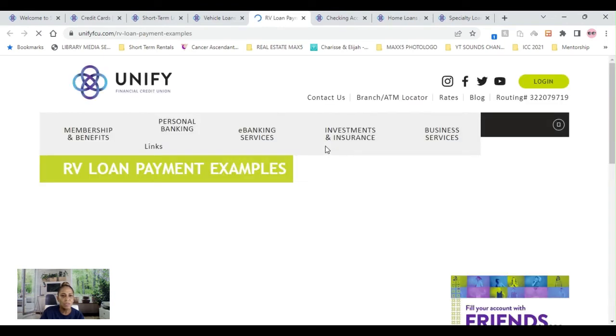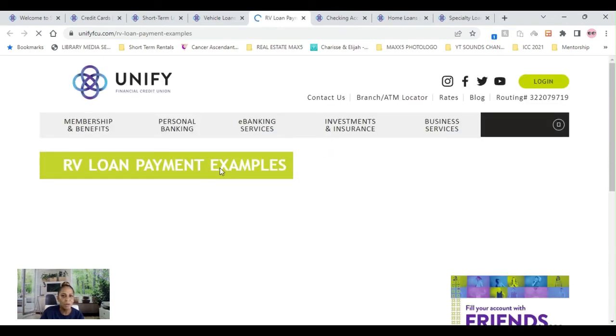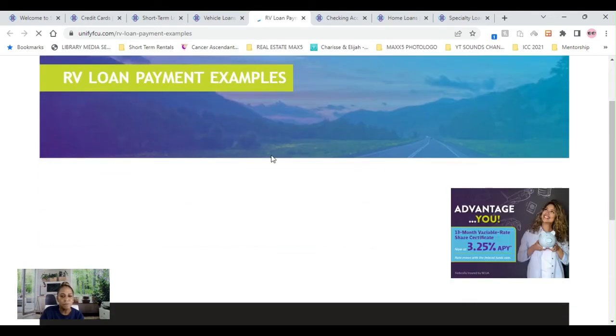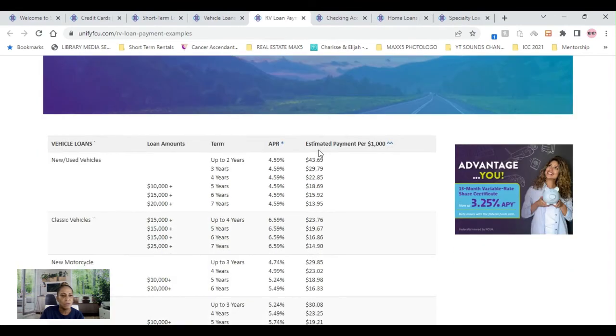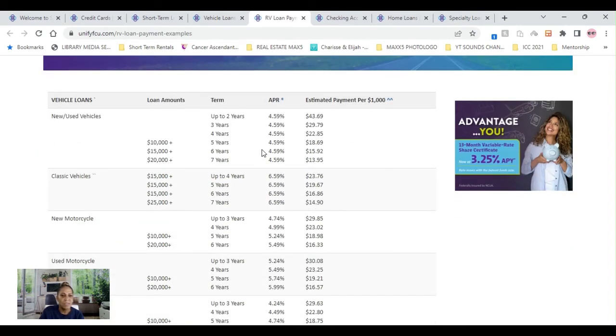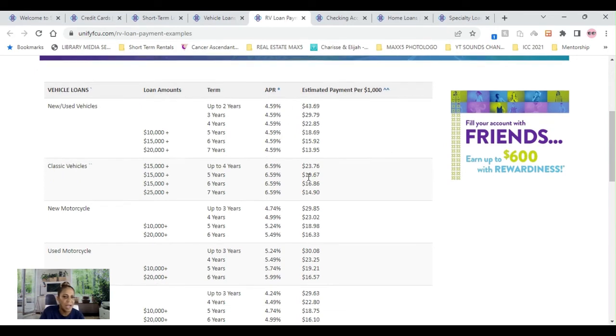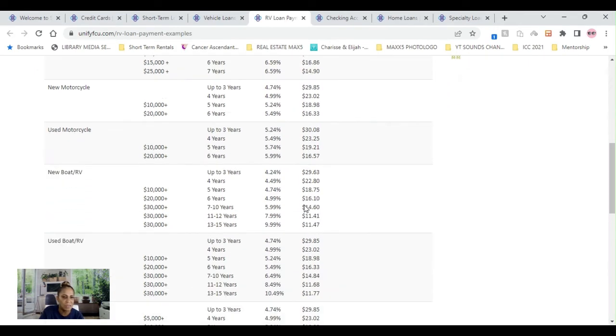I mean, this credit union definitely has it together, and I would recommend it to anybody that is looking for a place to bank or to start their banking process. Look at these. These rates are crazy. 4.59 right now. That is great. That is awesome. Especially look at these boat RV loan rates. That is really low.